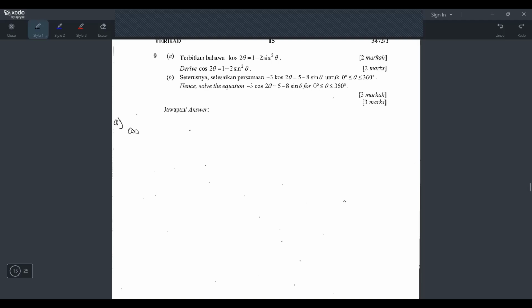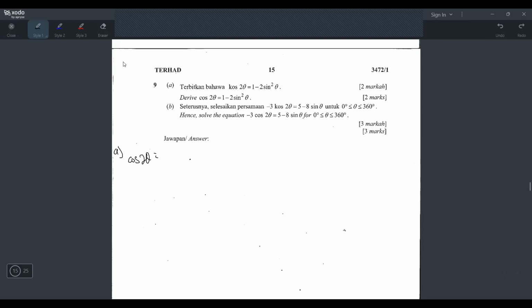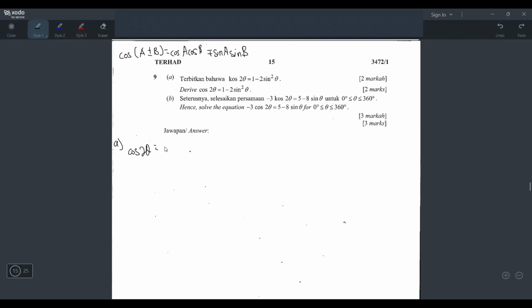First thing first, I'll write cos 2 theta, and I will use the addition angle formula. The addition angle for cos is cos(A plus minus B) equals cos A cos B minus plus sine A sine B. This is what I will use to derive the formula. So cos 2 theta will be cos, and 2 theta we can say is actually theta plus theta. And why I want to write theta plus theta is because later I want to use this formula to derive.